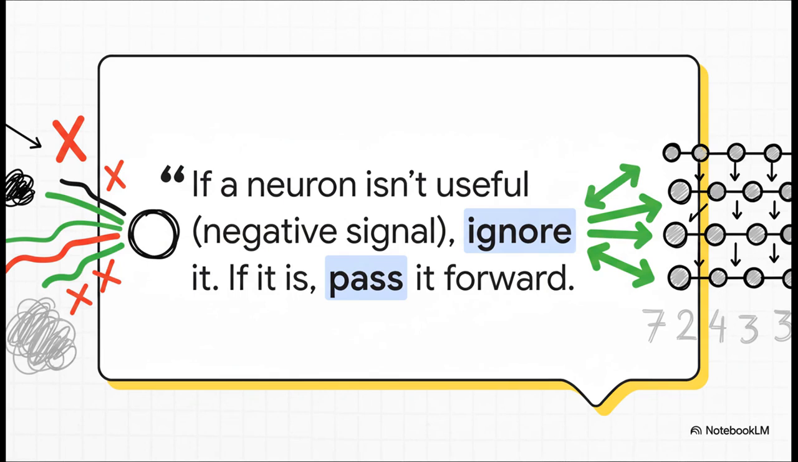And the logic behind it is beautiful in its simplicity. If a signal coming into a neuron isn't helpful, if it's a negative number, just ignore it. Turn it off. But if the signal is positive, it's considered useful, so pass it along to the next layer. It's a way for the network to focus only on what matters.